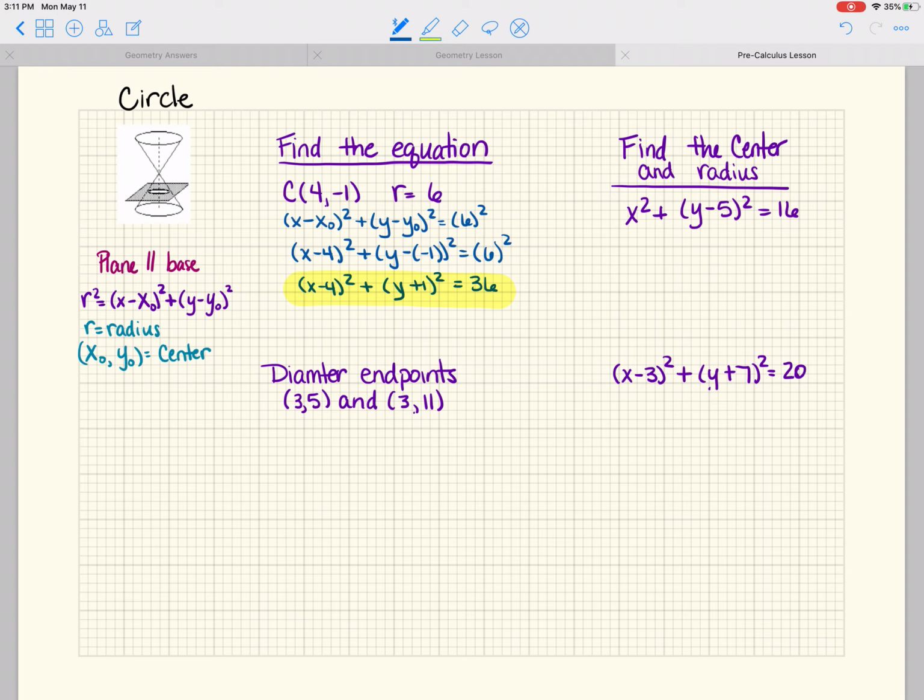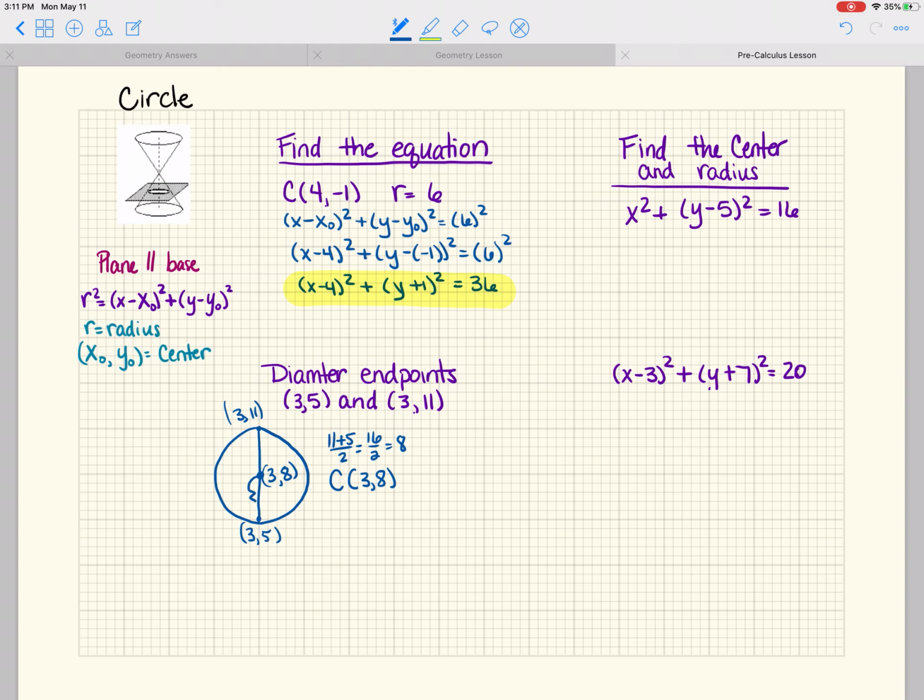Now, in this next one, we have endpoints of our diameter. We have an endpoint at (3, 5) and an endpoint at (3, 11), and that forms the diameter of our circle. So the center is going to be halfway in between. To find halfway, we can average the coordinates. If I take 11 plus 5 divided by 2, 16 divided by 2 gives me a y coordinate of 8. The x coordinates didn't change in this one, so they're just going to stay 3. So I have a center at (3, 8).